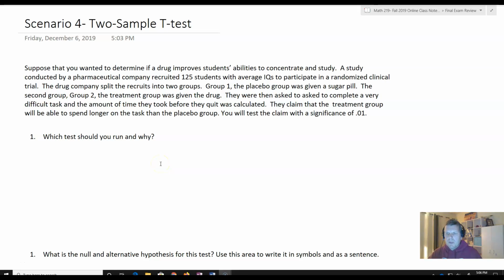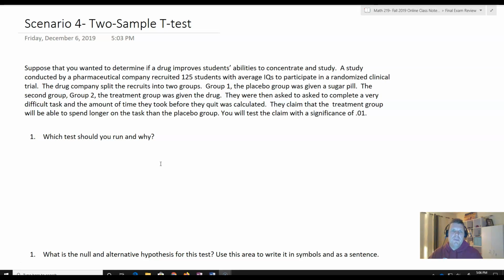Right, so now what we're looking at is scenario 4, and this is something for our two-sample t-test. So let's look at the scenario. Suppose that you wanted to determine if a drug improves students' abilities to concentrate and study. A study conducted by a pharmaceutical company recruited 125 students with average IQs to participate in a randomized clinical trial.